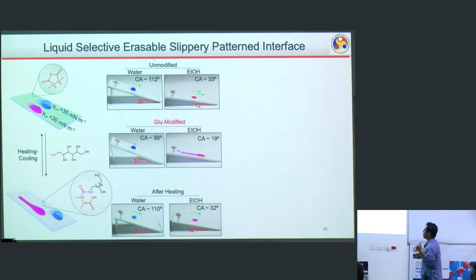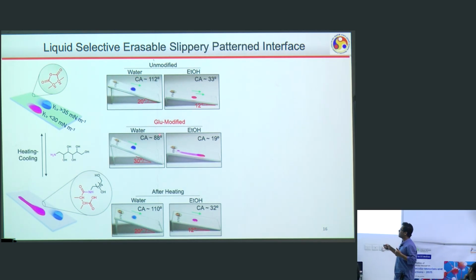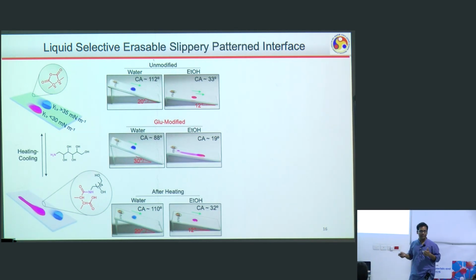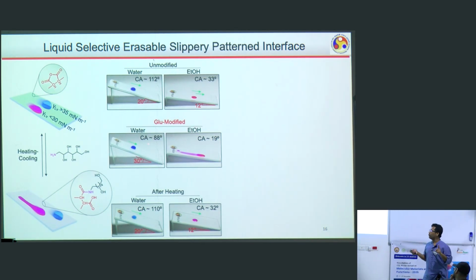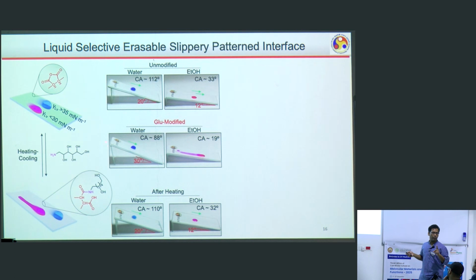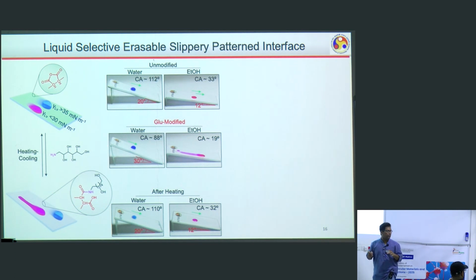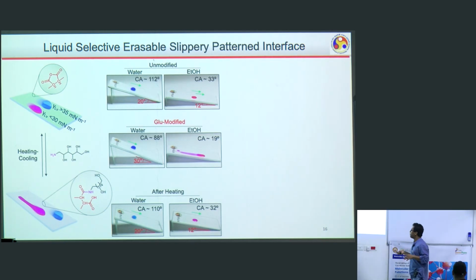Okay, another thing, please note: the contact angle of the water initially was 112, it was hydrophobic, and after glucamine modification it becomes hydrophilic, less than 90, but it doesn't really lose its slippery property. The anti-wetting property is still maintained there. Okay, but for ethanol it's completely compromised, right?